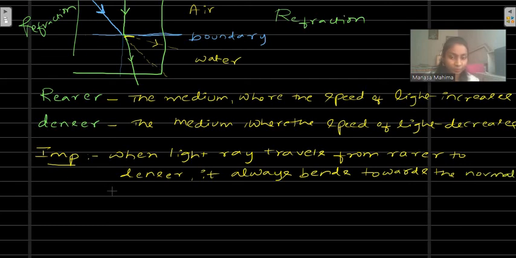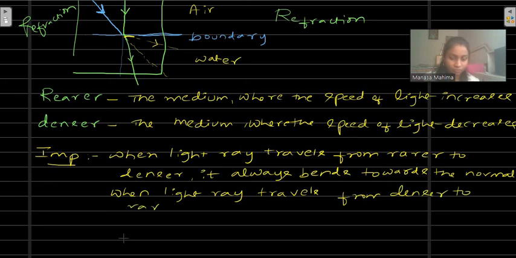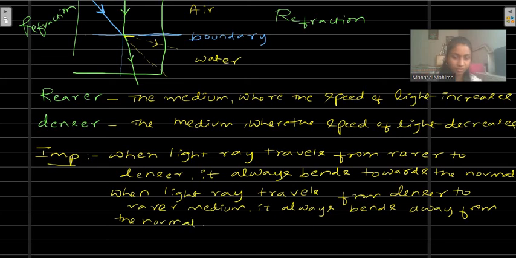Okay. Next point, when a light ray travels from denser to rarer medium, what happens? It always bends away from the normal. So this is the case.